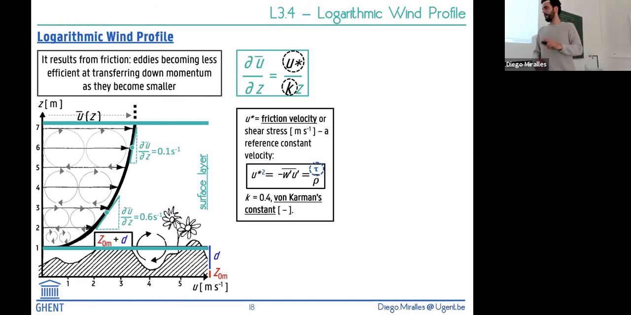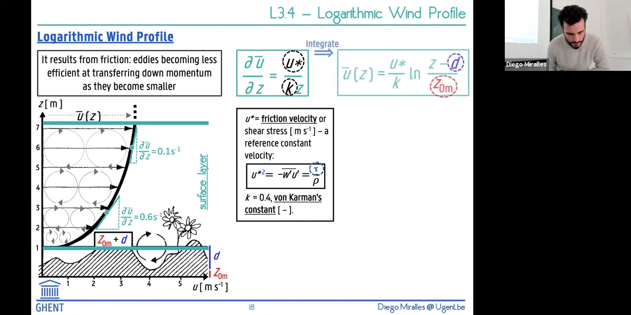Okay, I know this is not completely intuitive, especially when you talk about momentum, it's a lot less intuitive than when you talk about temperature. So we define it this way, but we don't like the fact that we have a derivative here. We want to actually know what is the wind speed, not the change in wind speed with height, but the wind speed at a certain height.